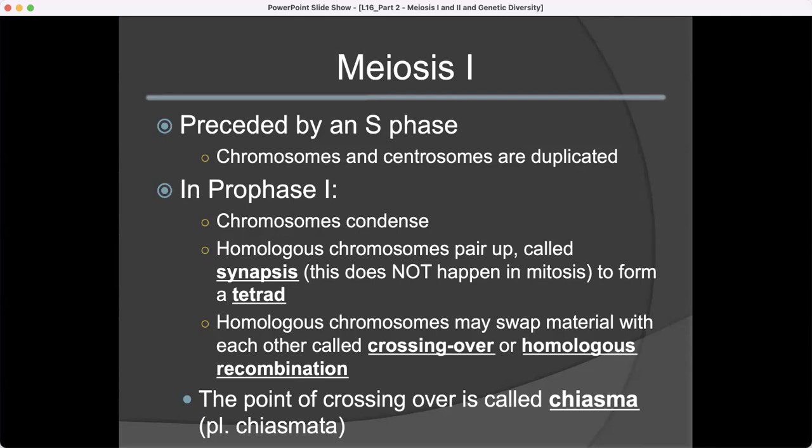Once you have a tetrad forming, these chromatids will be able to cross over. This occurs during synapsis. This refers to the crossing over event. We can also call this homologous recombination because you're going to have the exchange of material between homologous chromosomes. This is very important to understand.